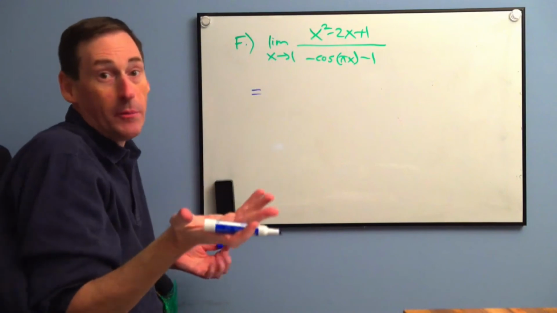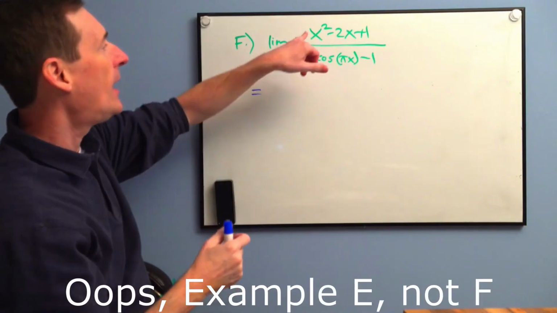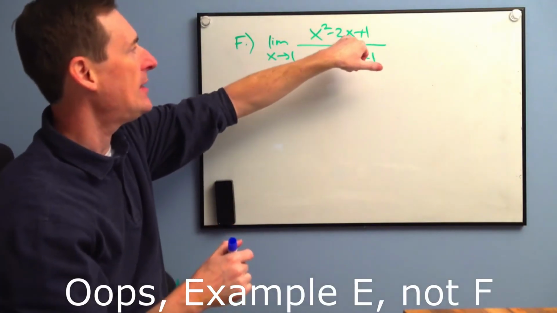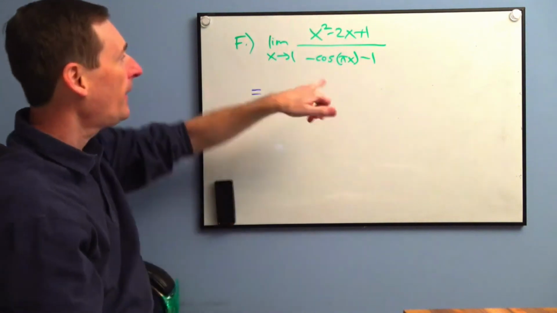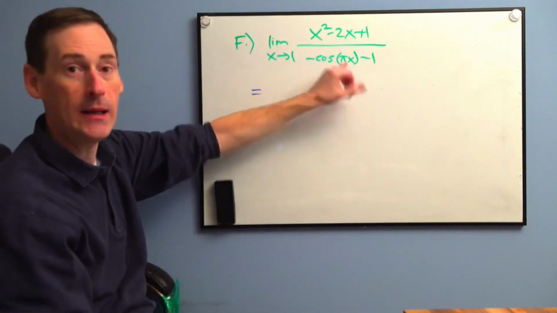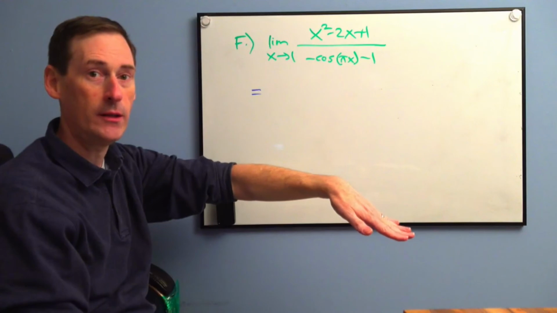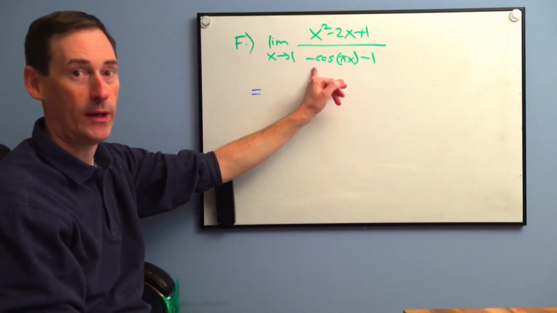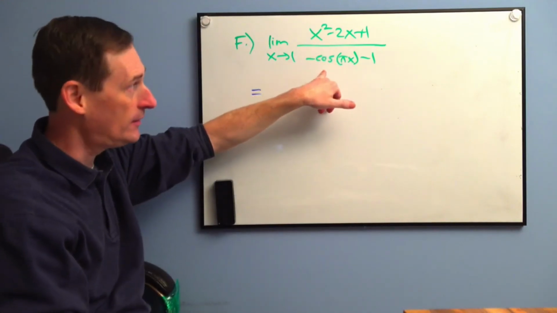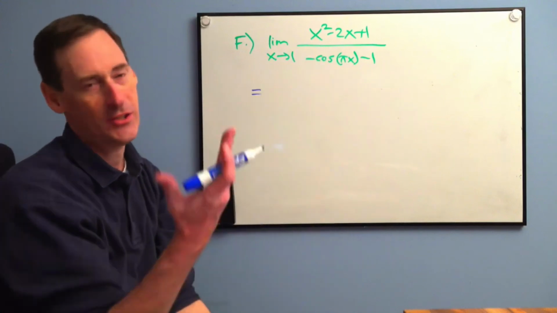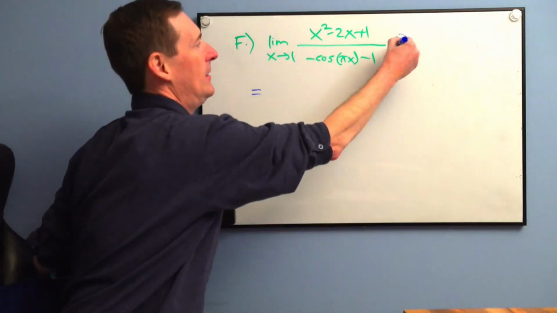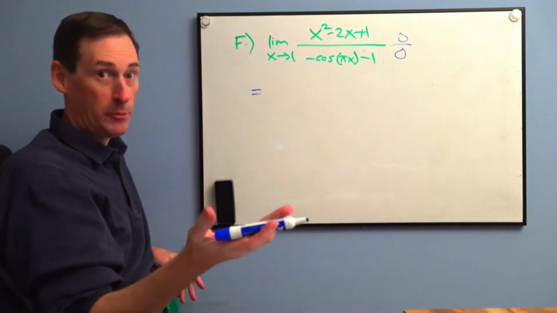Take 1, try to plug it in. 1 plus 1 is 2, and then minus 2, there's a 0 on the top. Cosine of pi is a valley, -1, but then it's minus that, so it turns into a positive 1. Minus 1, it's 0 over 0. Of course it is. Okay, so L'Hôpital's does apply.